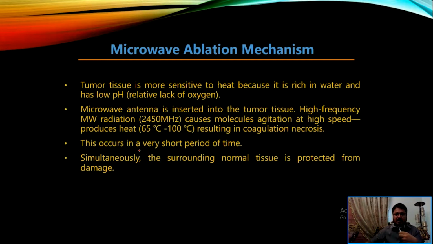So some basic information regarding the mechanism of microwave ablation treatment. The tumor tissue is more sensitive to heat because it is rich in water and has low pH. A microwave antenna is inserted into the tumor tissue. High frequency microwave radiation causes molecular agitation at higher speed, produces heat between 65 degrees centigrade and 100 degrees centigrade, resulting in coagulation necrosis. This occurs in a very short period of time as compared to radiofrequency ablation therapy. Simultaneously, the surrounding normal tissue is protected from damage.